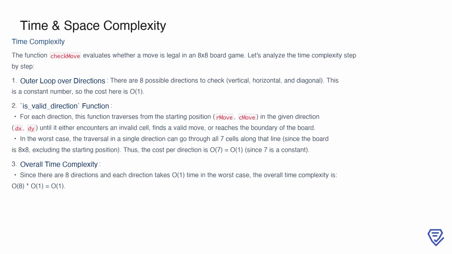Next, within the is_valid_direction function, the traversal for a single direction starts from the given position and moves step by step until we either encounter an invalid cell, a valid move, or the board's boundary. In the worst case, this traversal can span up to 7 cells, as the board is 8 times 8. However, 7 is a constant value, so the cost per direction is O(1). When we account for all 8 directions, the overall time complexity becomes O(8) multiplied by O(1), which simplifies to O(1). This demonstrates that the time complexity remains constant, regardless of the specific board configuration.